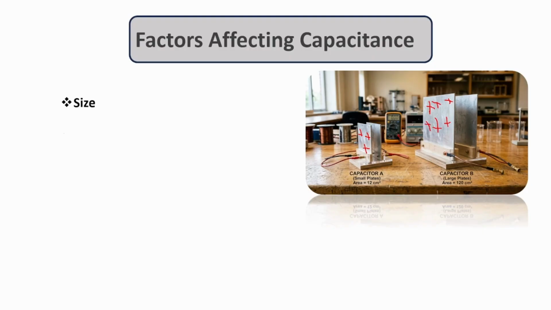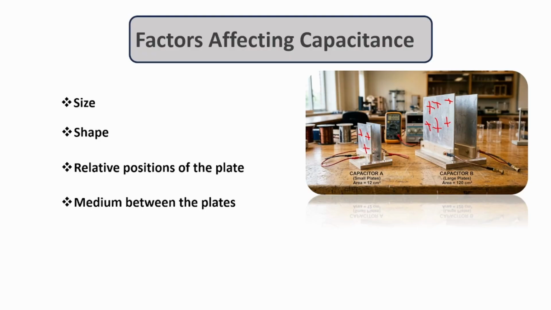Next factor is shape. Different shapes can accumulate different amounts of charge. Hence the capacitance value of that capacitor will be higher or lower depending upon the amount of charge that it can accumulate. Next is the relative position between the plates. Other is the medium between the plates. So these are the factors that affect the capacitance value of a capacitor.